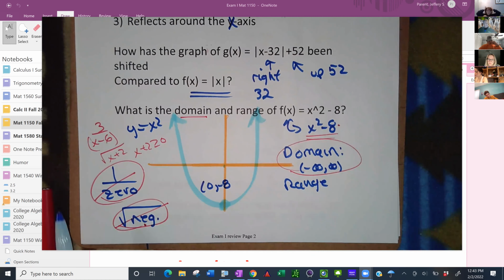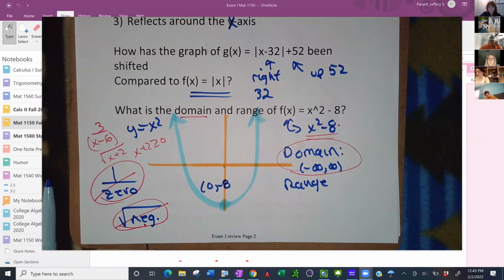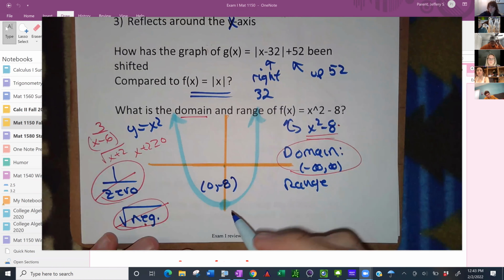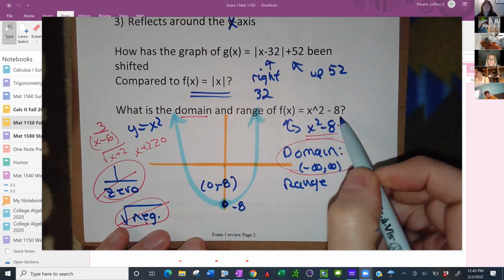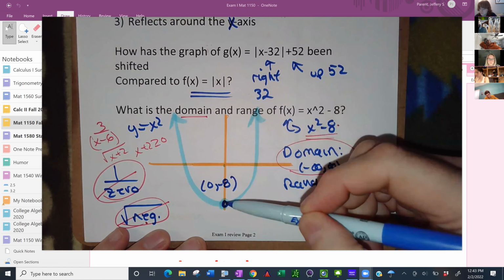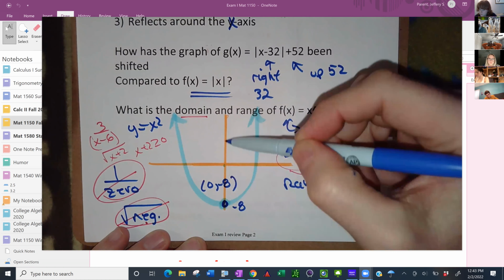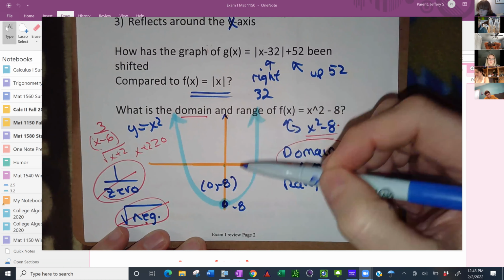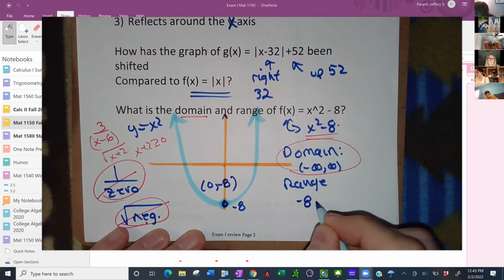How about the range? The range is the y values from lowest to highest. And I am going to be a little bit particular about this one, lowest to highest. The lowest that this gets down to is -8. Somebody helped me figure that out just a little bit ago. So the y values start at -8 and go up to infinity. So -8 to infinity.